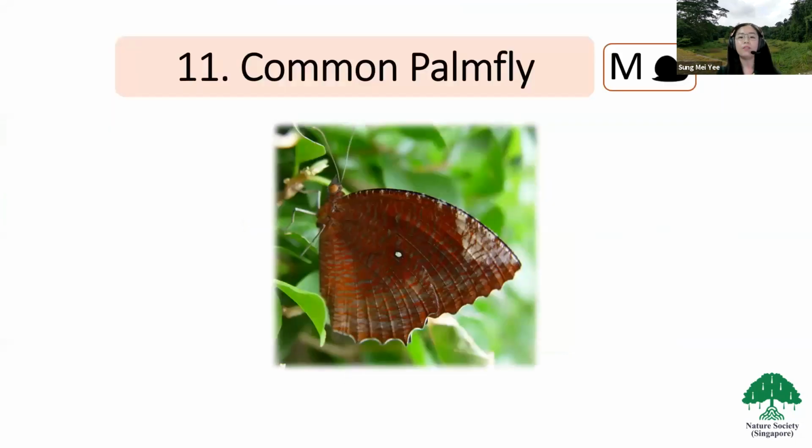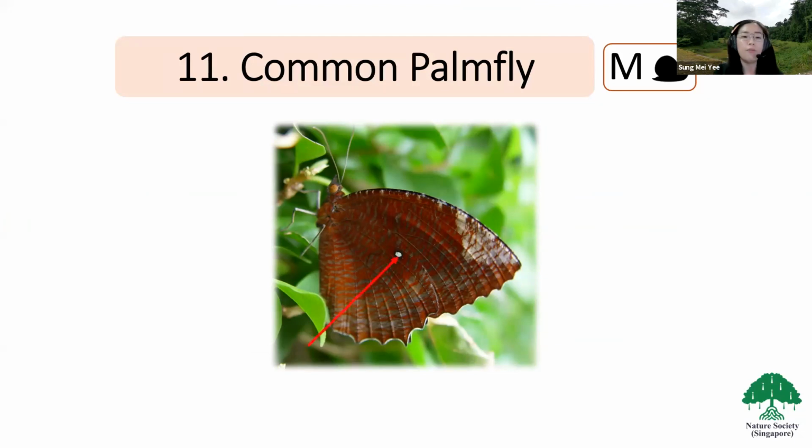All right. Another butterfly that's common around us outside in the neighborhood is the common palm fly. As the name suggests, it's a palm fly, so you can usually find it around different species of palms found in our urban areas. So how do you identify the common palm fly?